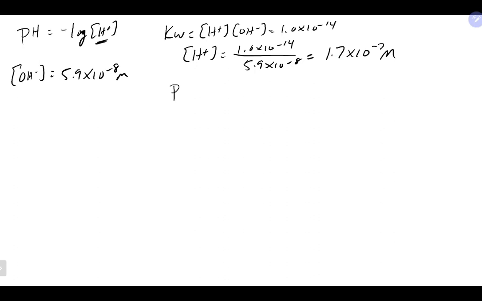So now we could go into here: minus the log of 1.7 times 10 to the minus 7. And if we do that, we end up with a pH of 6.77 in this case. A pH of 6.77 is not 7, so we'll go with slightly acidic here.